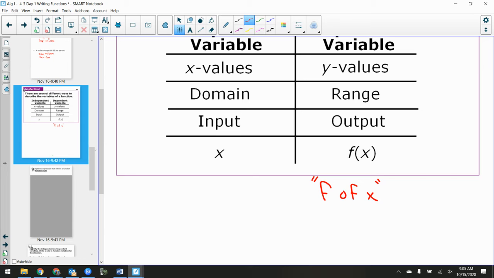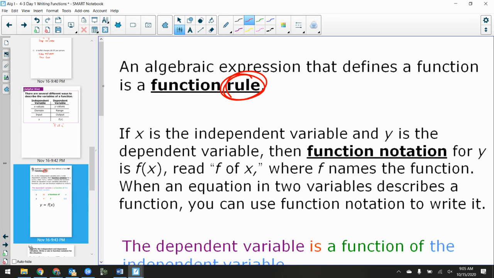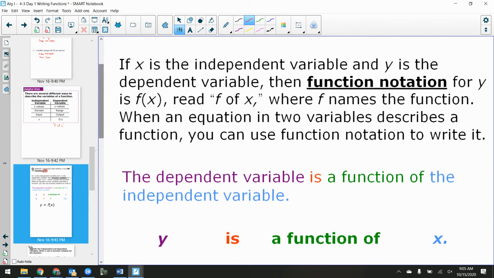Let's keep talking about that a little bit. An algebraic expression that defines a function is called a function rule. Remember, we talked about that the other day. If I say the word rule, that just means an equation. Now, if x is the independent variable and y is the dependent variable, we can use this f of x notation we were talking about a second ago. Here's what I mean by that.